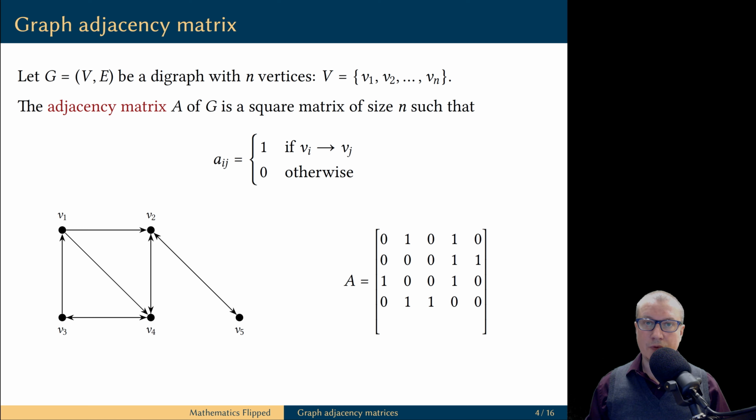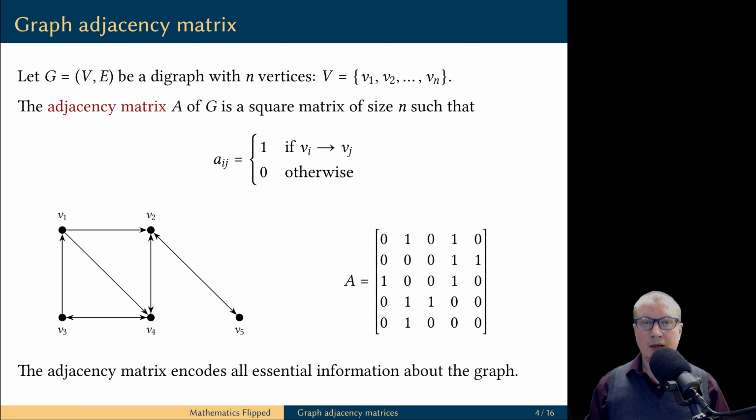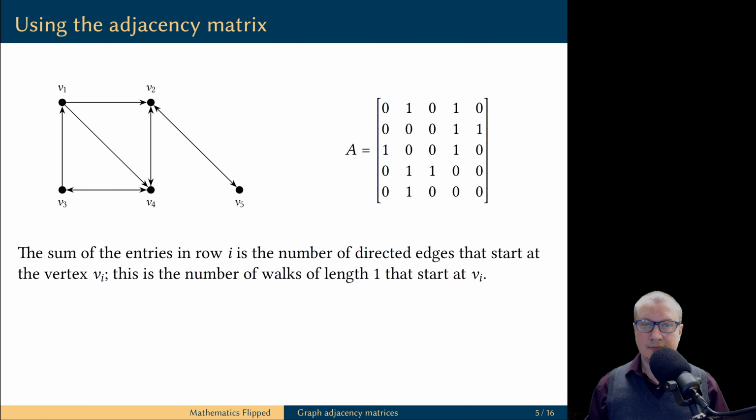For the vertex v4, there is an edge that goes to v2 and there is an edge that goes to v3. And for the vertex v5, there is only one edge that goes to the vertex v2. Notice that if I only gave you this adjacency matrix, then you would be able to reconstruct the graph picture on the left. Therefore, in fact, the adjacency matrix contains all the information about the graph.